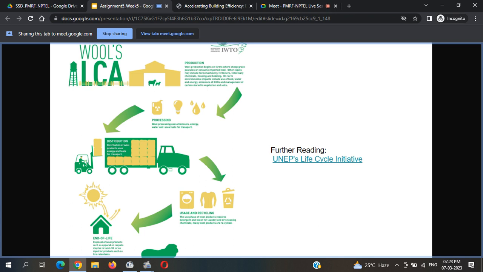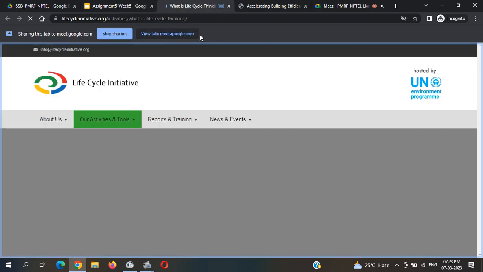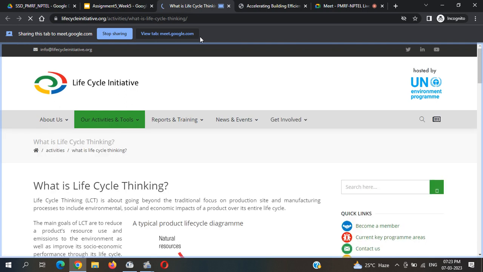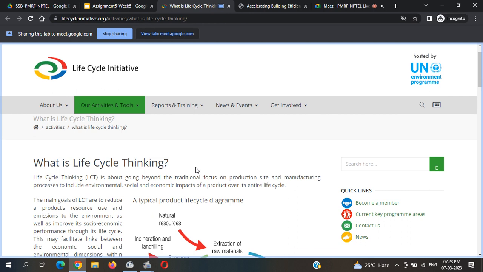If you want further help, or you want to read further about life cycle assessments, or how to involve life cycle thinking in day-to-day activities or to think about day-to-day products, you can visit this link. I shared this earlier also. This is UNEP's Life Cycle Initiative. So you can visit here.